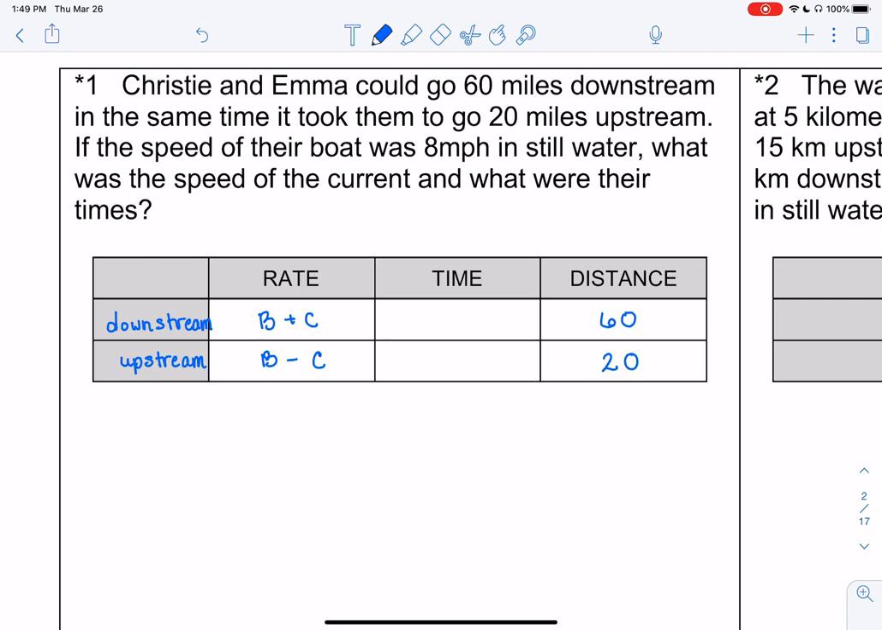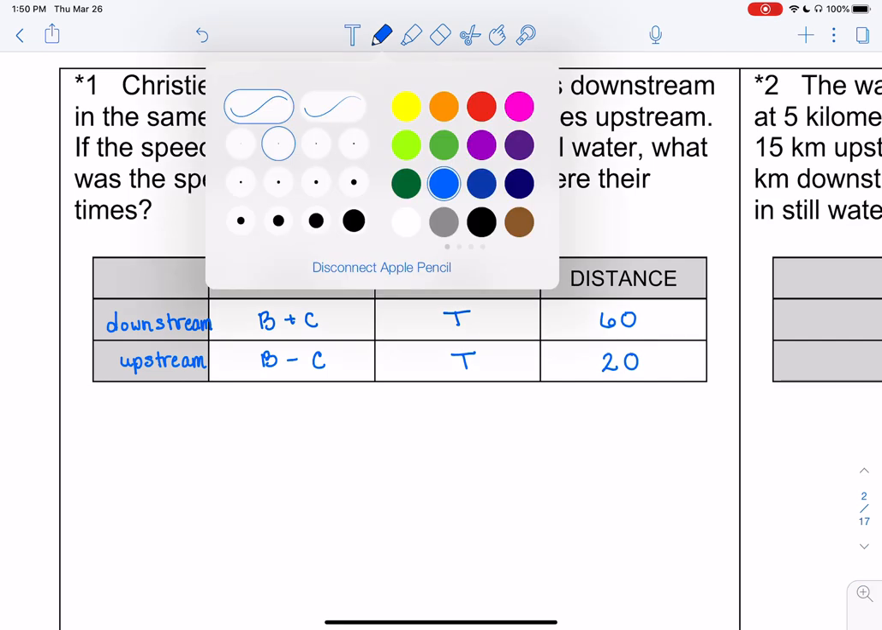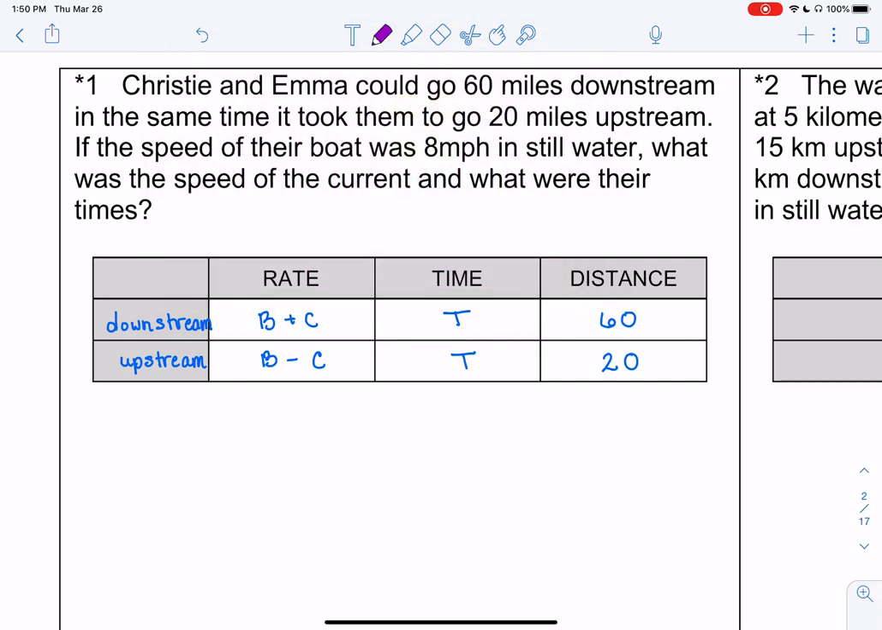Okay? And it says it takes them the same amount of time for each of those travels. So I'm going to put a variable in time, t, and it's going to be the same whether it's downstream or upstream. The only other information that we're given is the 8 miles per hour. So we have to read and find out what that is. The speed of their boat was 8 miles per hour in still water. So I am going to be able to change my B value, the boat, and change that to 8, just to give me one less variable to deal with.